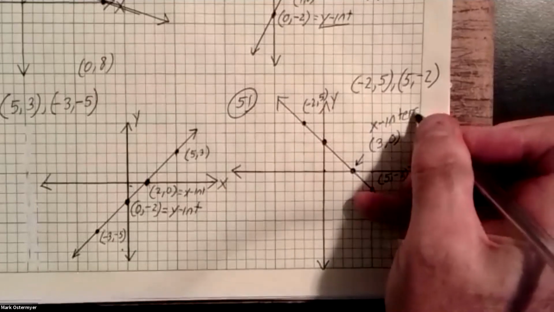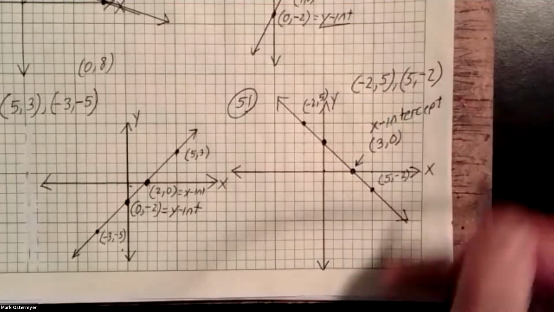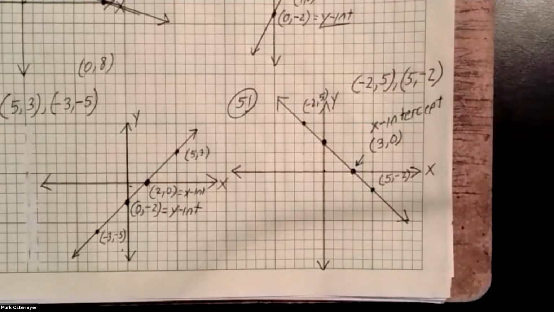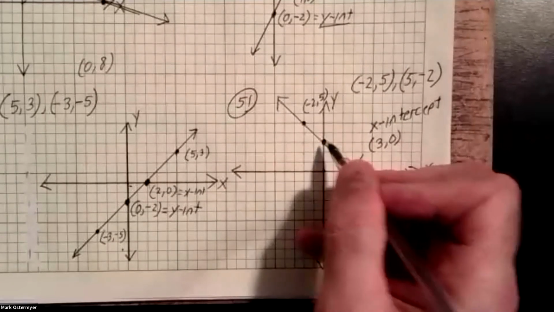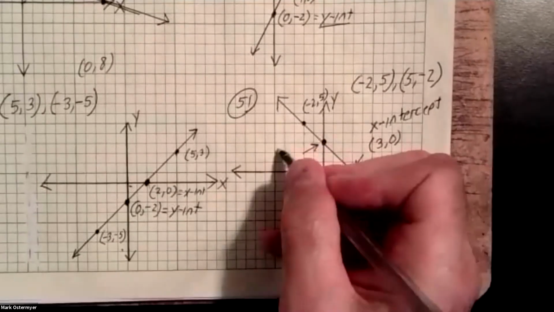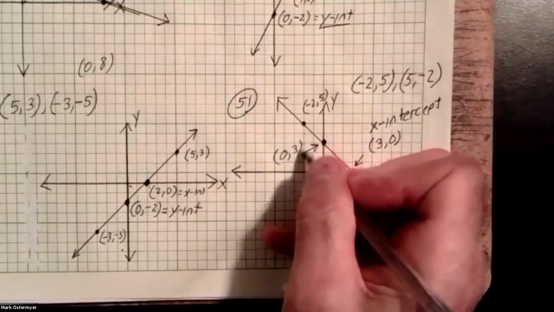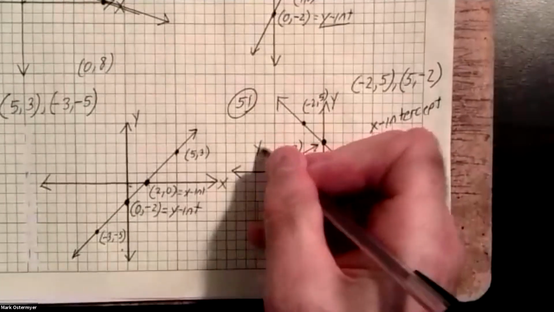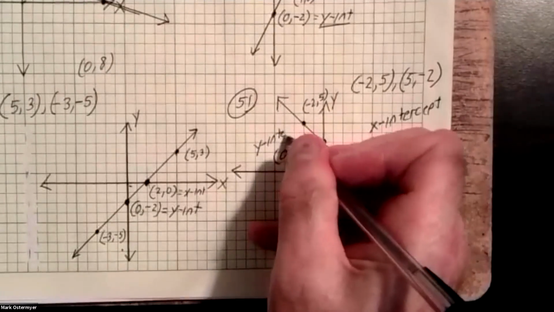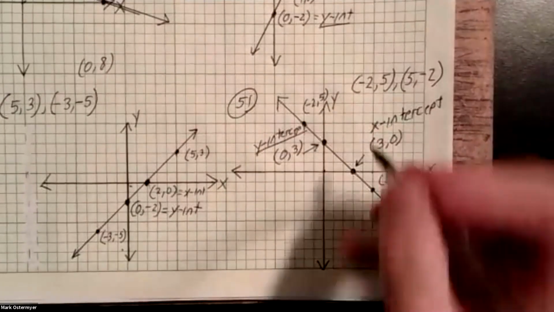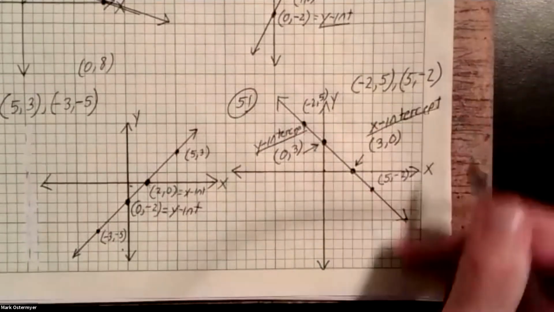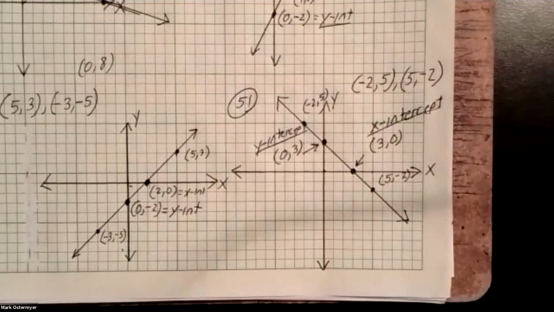What's the y-intercept? 0, 3. Now the y-intercept would be 0, 3. 1, 2, 3. That's your y-intercept. Are we getting this, ladies and gentlemen? Are we understanding what x and y intercepts are? Yes. Making any sense here today?